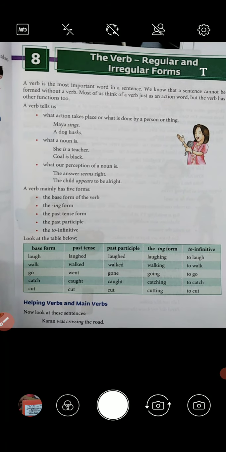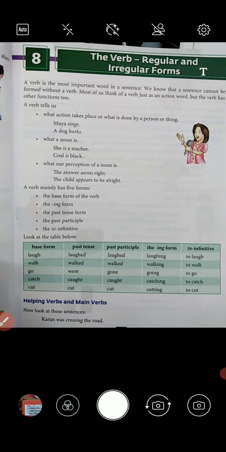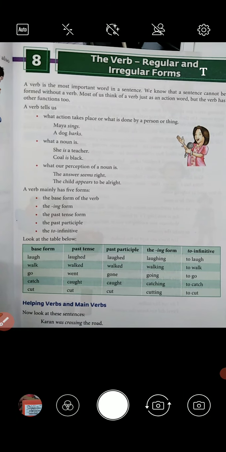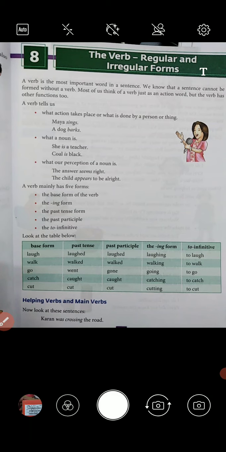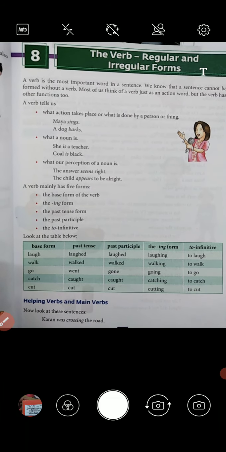Now the second sentence, a dog barks. So what does the dog do here? It barks. So the action word is barks, and the verb is barks.